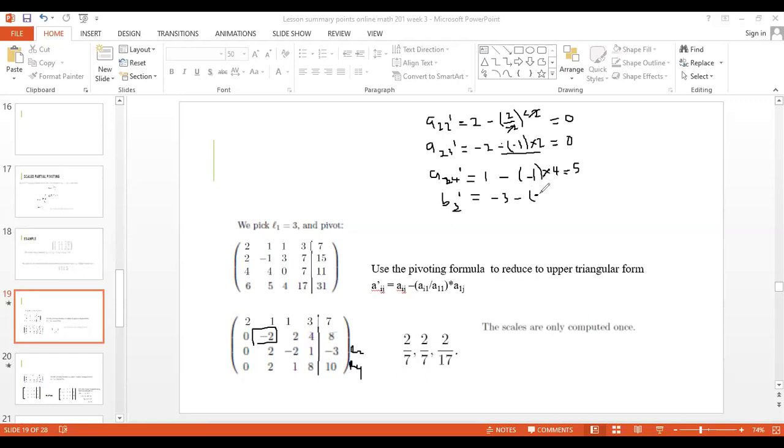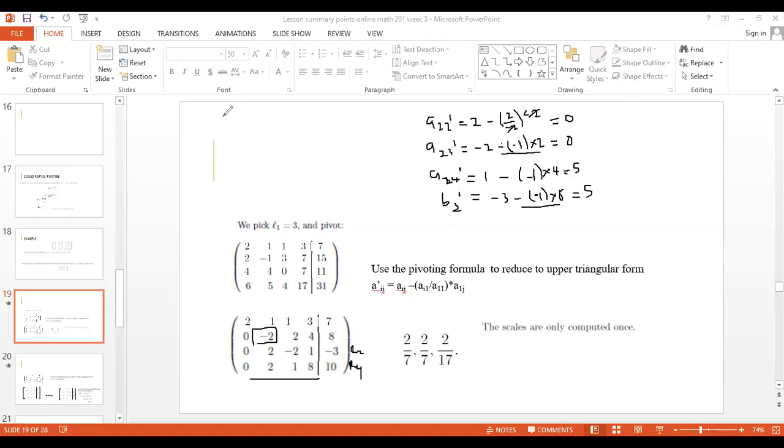-1, okay, times 8, okay, which will give us what? +8 here, -3, which is going to be 5, +5. Okay, so that's it for the next row. Okay, good. Then for this last row here, we're using the same pivot.